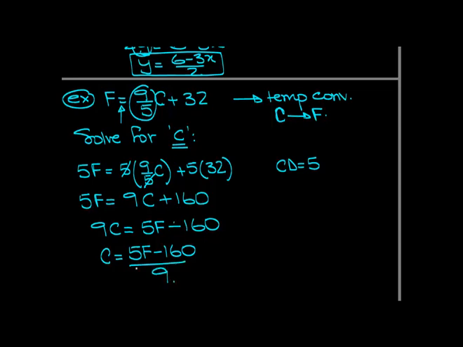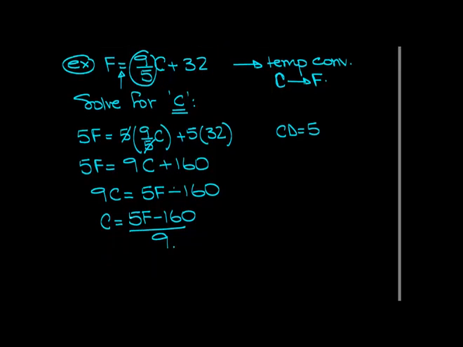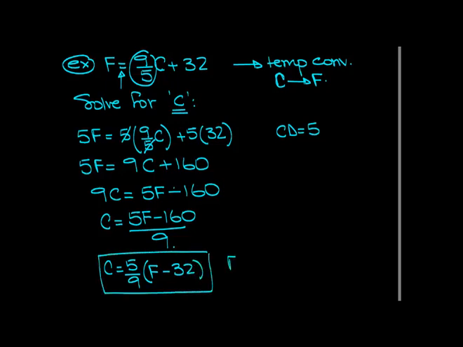Okay, and that's a fairly good formula, but if you want to clean it up a little bit, we can do that. If you notice there's a 5 common on the top, we can factor that out. We can write 9/5 times (f minus 32). So here's your formula to convert from Fahrenheit to Celsius. If someone gives you a temperature in Fahrenheit and asks you for a temperature in Celsius, we can use that formula.